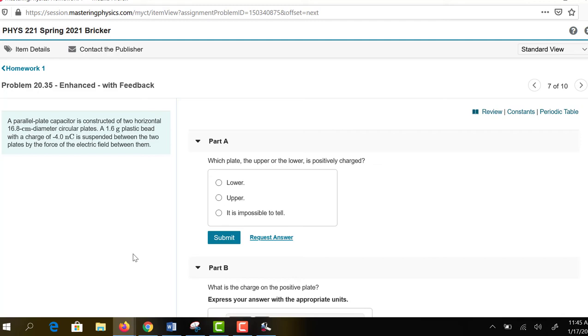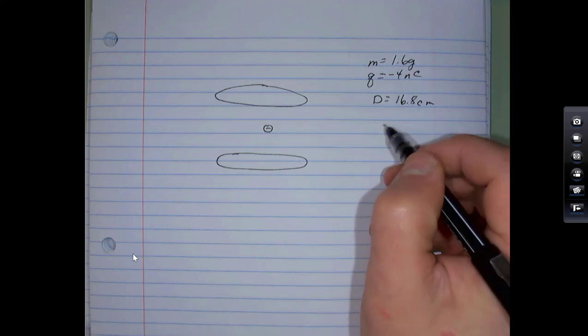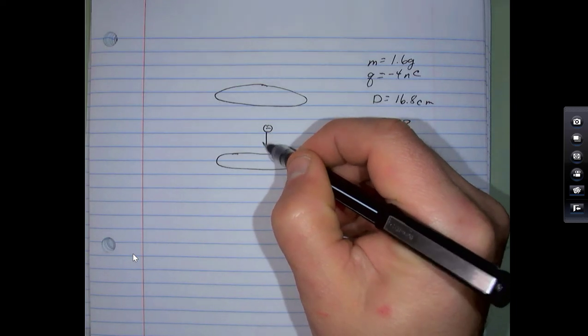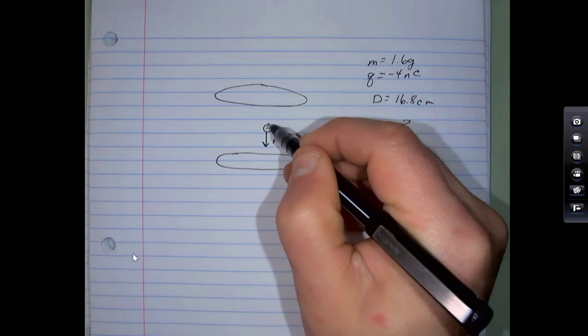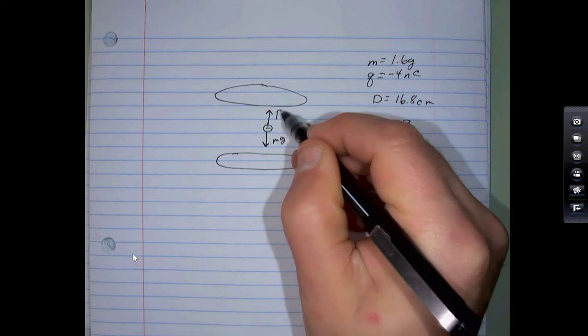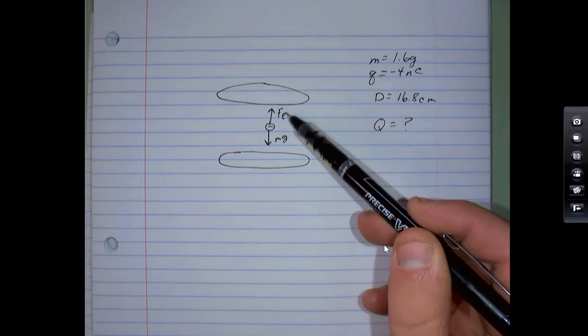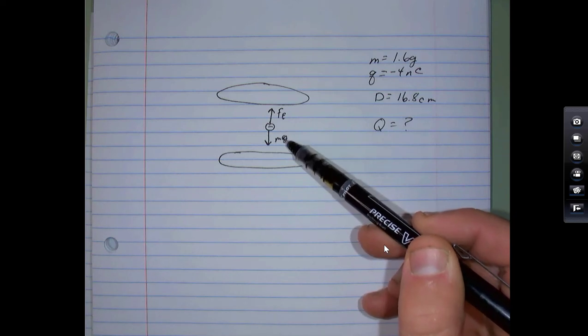Okay, so we definitely need to get a picture of this one. Let's take a look at it. Okay, so here's the mass. This is how I like to do problems. Write down what you know. Here's the beginning of a little picture. And we're trying to figure out the charge on the positive plate. And that's the diameter of the plates. So here's a charge. Gravity's pulling it down. So this is mg. We could actually suspend this if there's an electrical force that's up. Okay, so again, the electric force here is balancing the weight mg, which is down.